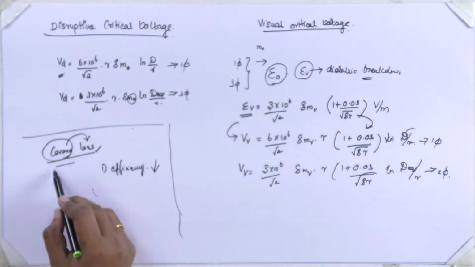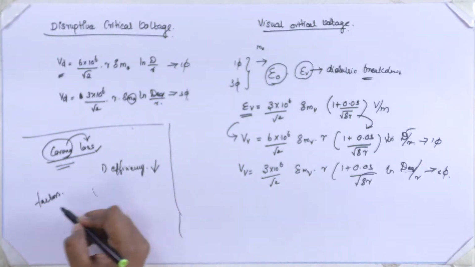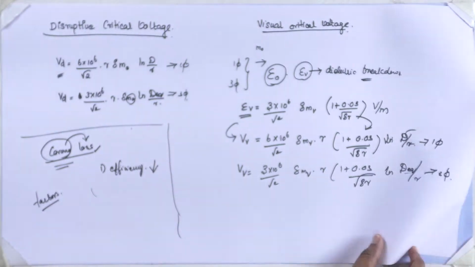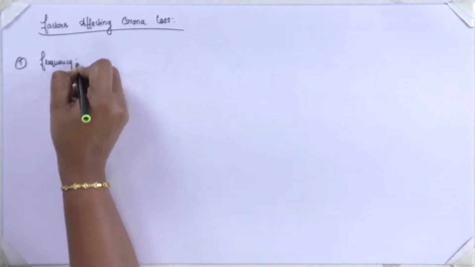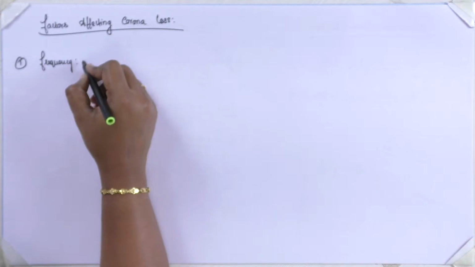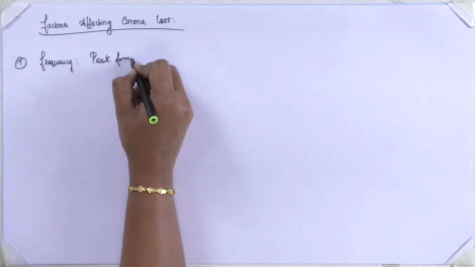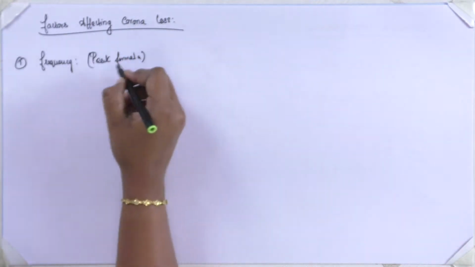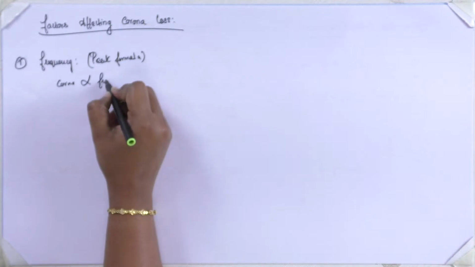So what are the corona losses and what are the factors affecting the corona losses is the next topic we are going to discuss. Factors affecting the corona losses. First one is the frequency. There is a formula called the Peek formula. From this Peek formula, we can relate that the corona loss is directly proportional to the frequency.